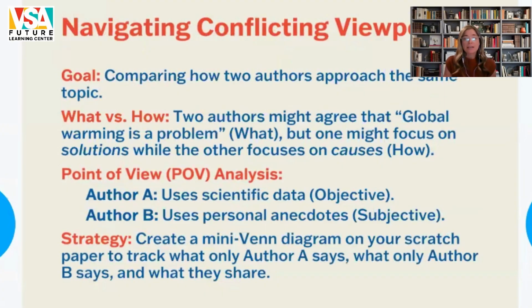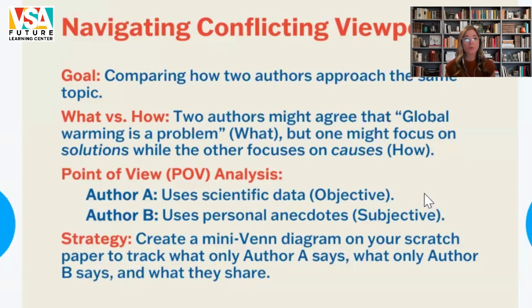So when you're navigating conflicting viewpoints, and this is often going to be something that you see on state testing as well, is two passages placed closely together. The goal here is to compare how the two authors approach the same topic. So the what versus the how. Two authors might agree that global warming is a problem. That's the what. But one might focus on solutions while the other might be focusing on causes. That's going to be the how. So in order to compare conflicting viewpoints, we need to consider both the what and the how.